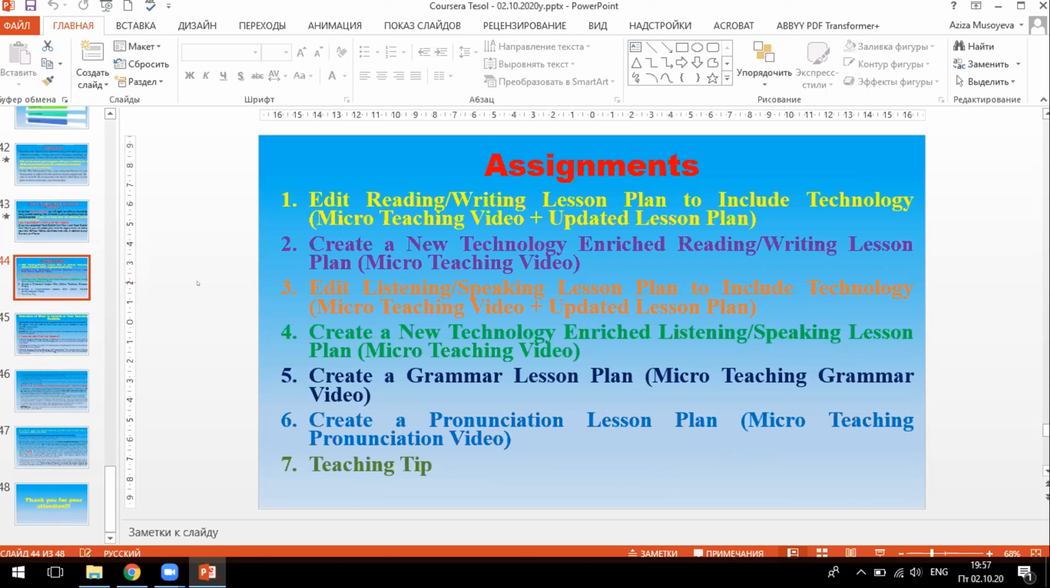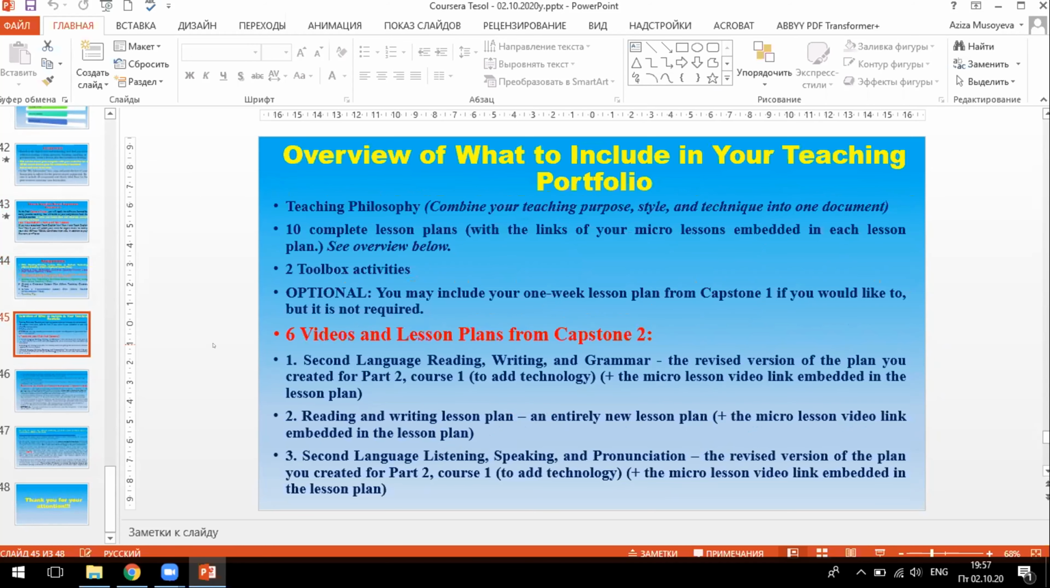And then teaching tip, we already talked about it. Teaching tip means you can write down one page of teaching tips that you want to give to teachers. It can be an activity, it can be a list of websites. And you need to create your teaching philosophy, a teaching portfolio here.